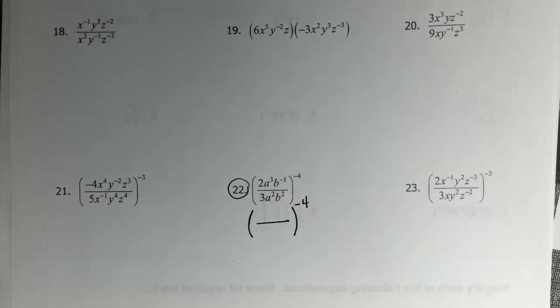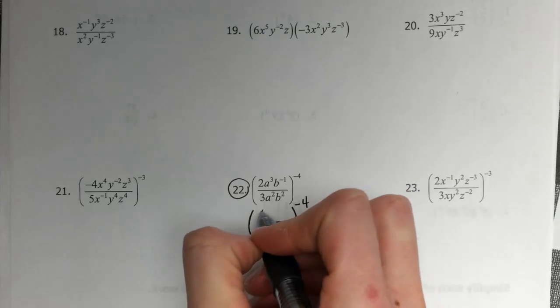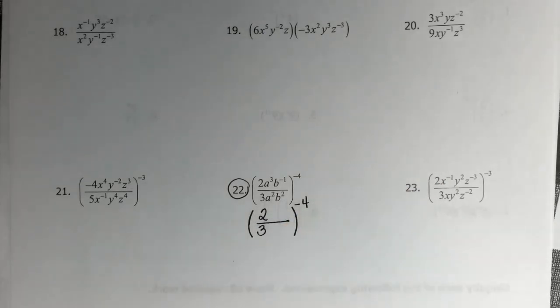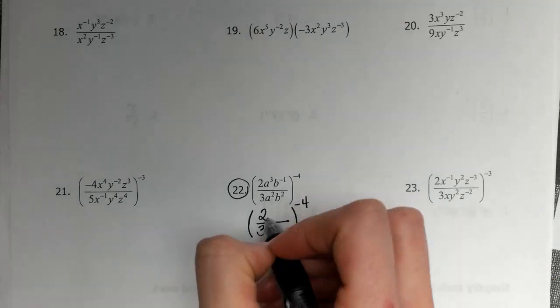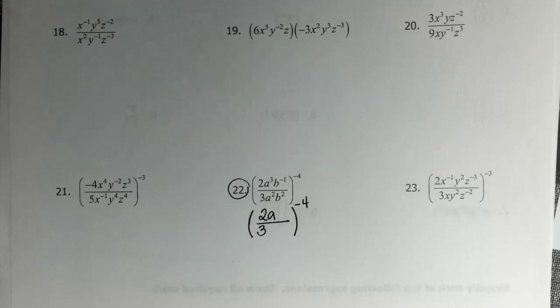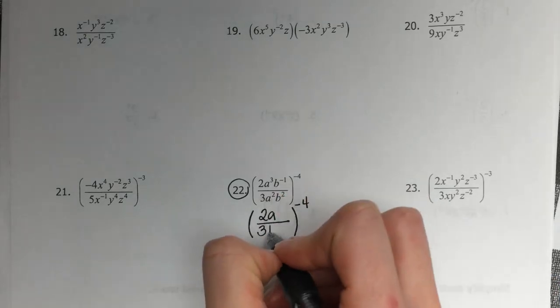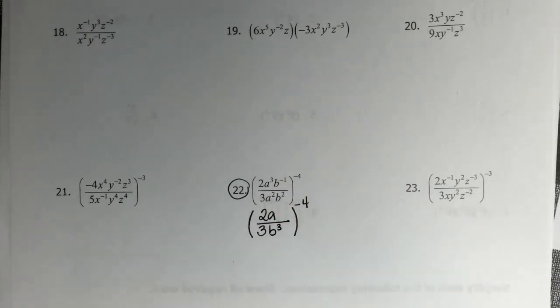Does 2 over 3 simplify? No. If I have a cubed over a squared, what do I have? Just a to the first. B to the negative 1 over b squared. It's going to be b cubed in the denominator. All to the negative 4. Yep.